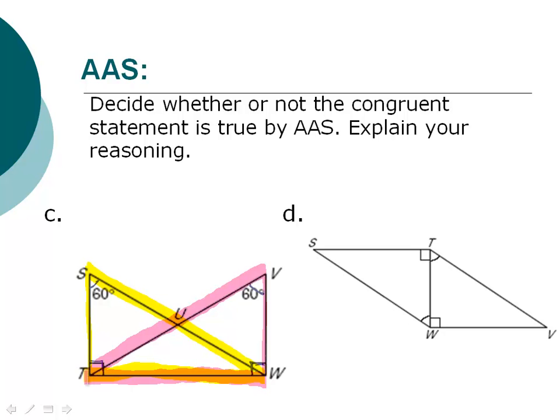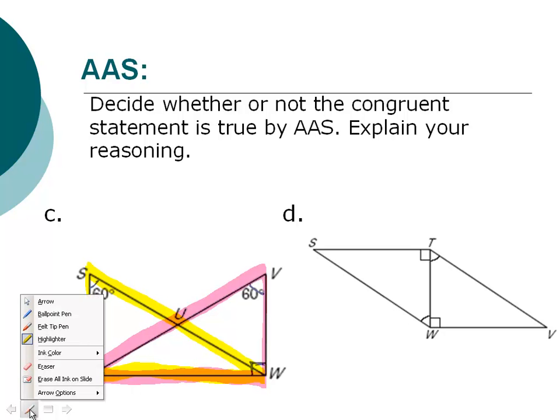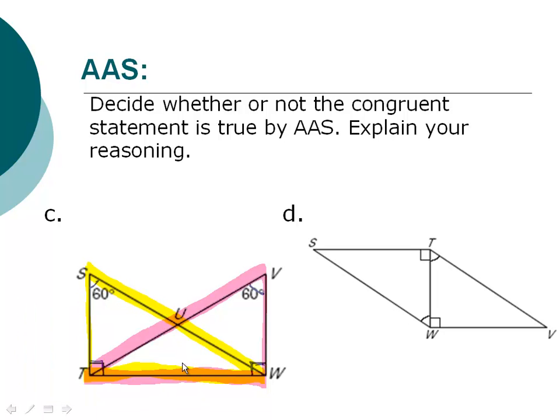So they both have a 60-degree angle. They both have a 90-degree angle. And then they both share this side down here. So we've got angles that are the same, we've got angles that are the same right here, and then we have a side that they share. So yes, they are congruent by angle, angle, side. Pause the video and try this next one on your own.